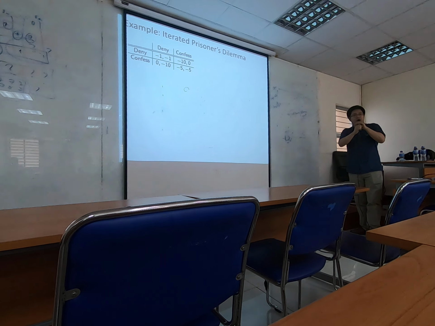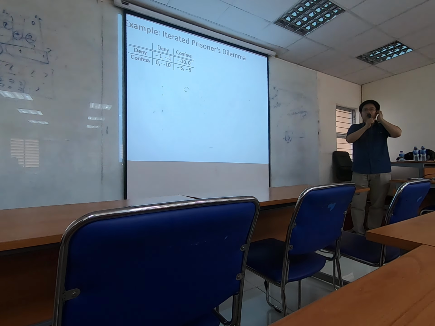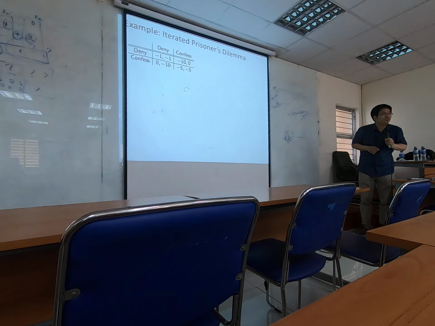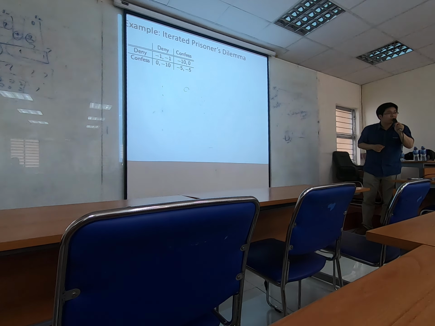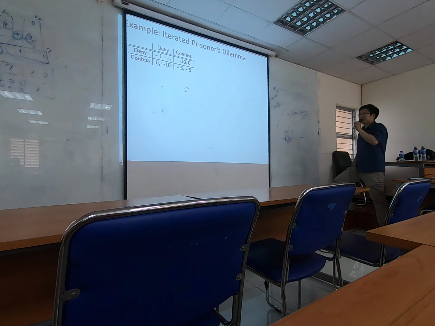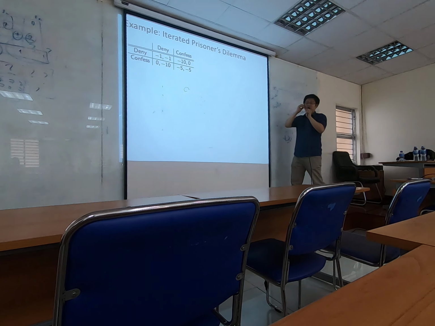An example of this is a classical game theoretic problem. It's called the iterated prisoner's dilemma. Have you heard about this? Okay, I'm curious, so I'm asking you. What's the Vietnamese name for this one? Okay, good. So then you might know it very well.